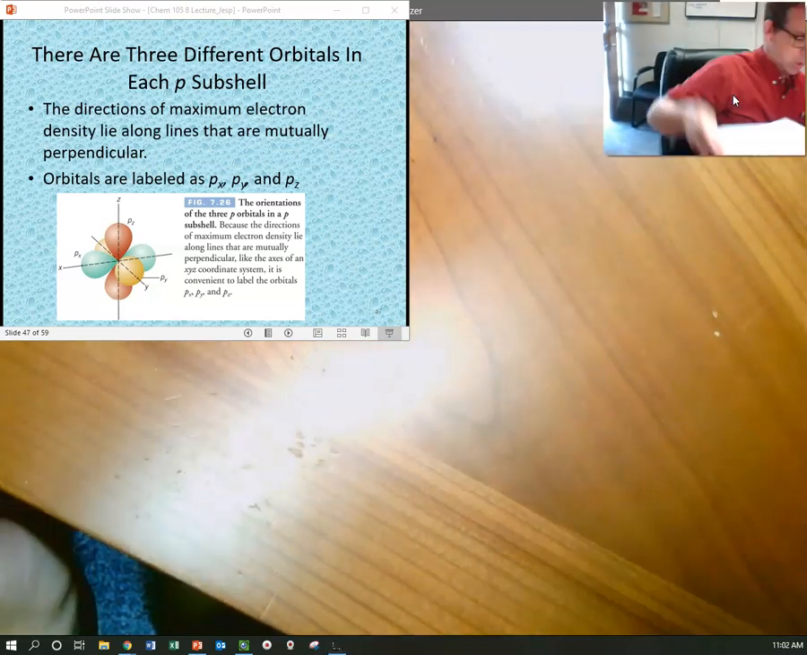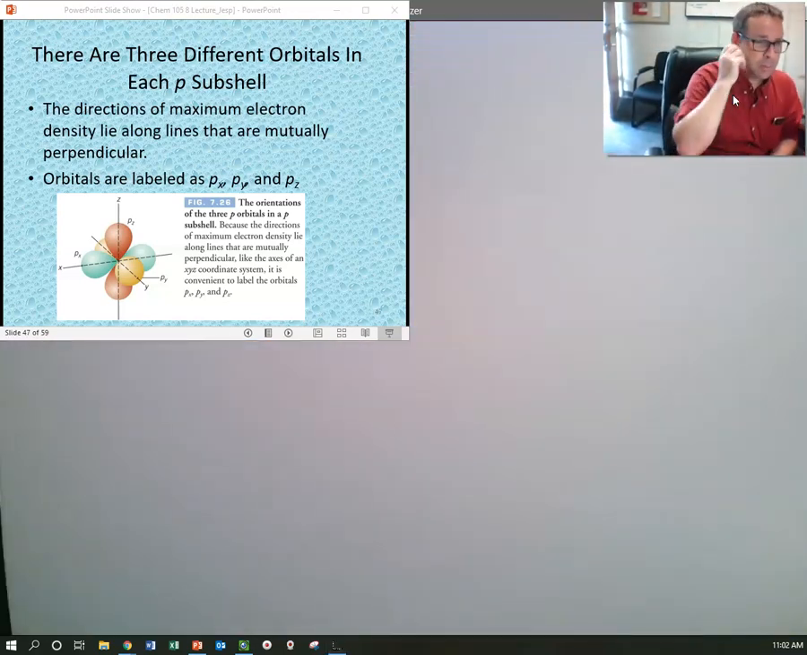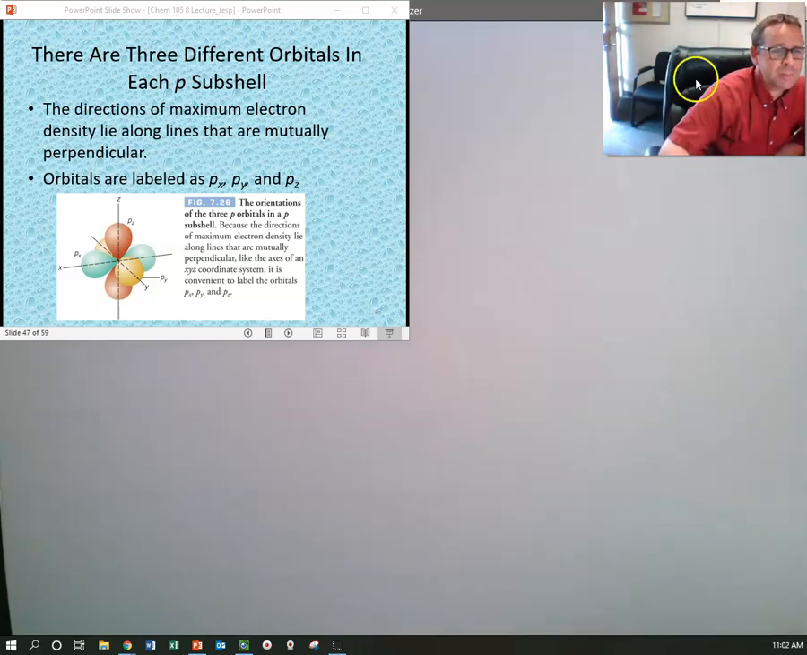All right. So I can't remember if I showed you last time the shape of these orbitals. This is our p orbitals. Our p orbitals, dumbbells, are labeled px, py, and pz.